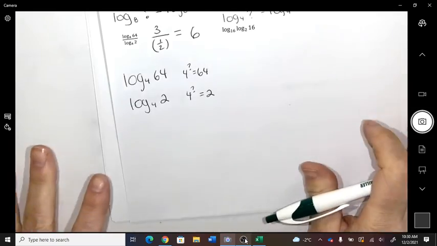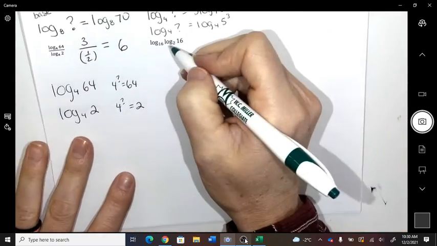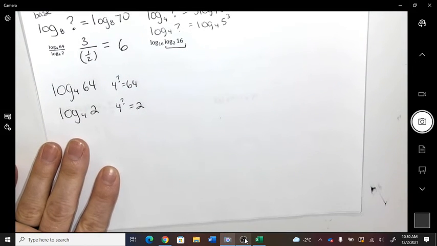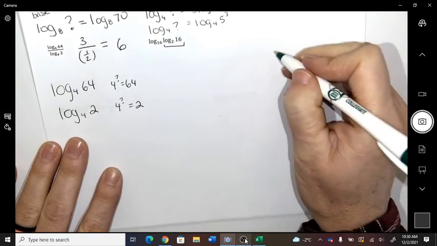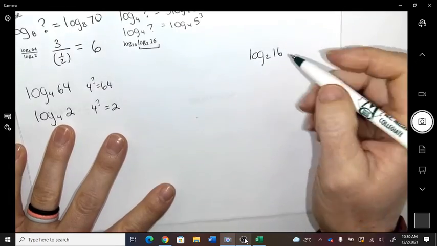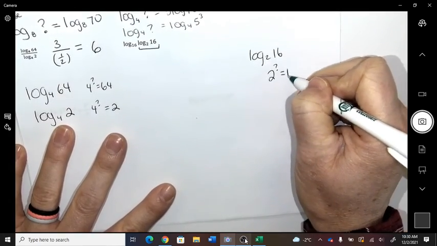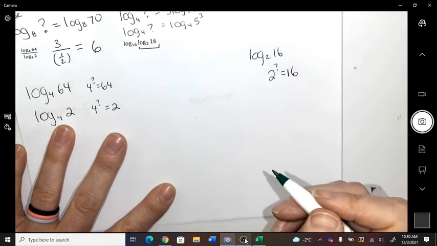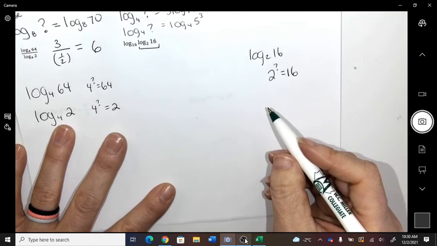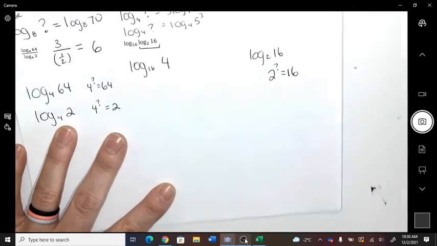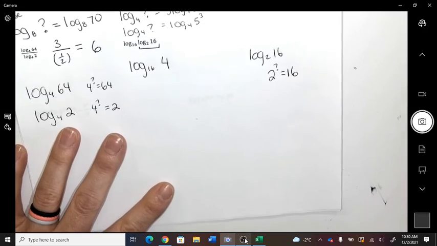Okay. Ready, what is log 216? Log 216. So what's the exponent that makes that happen? Two to the 4? Okay, so that number is 4.